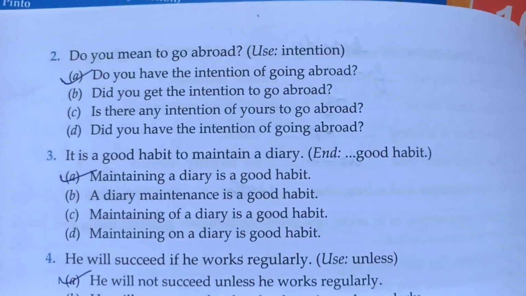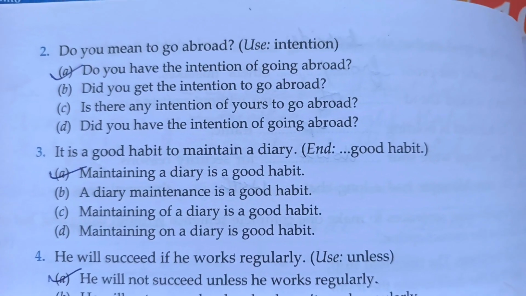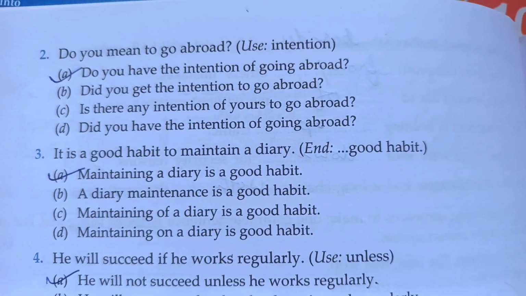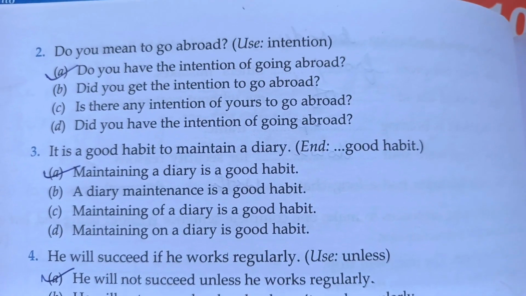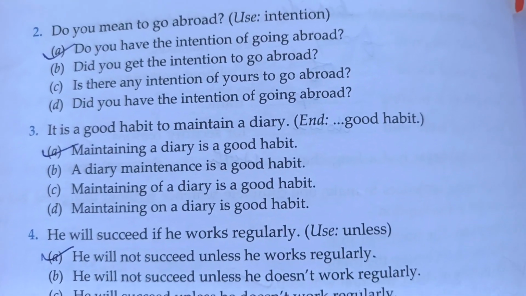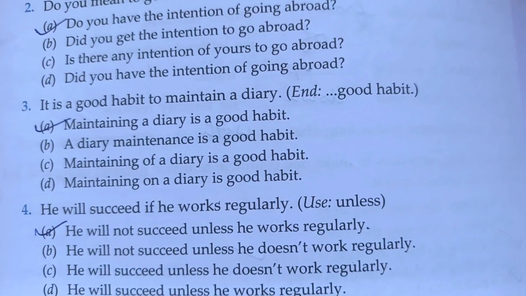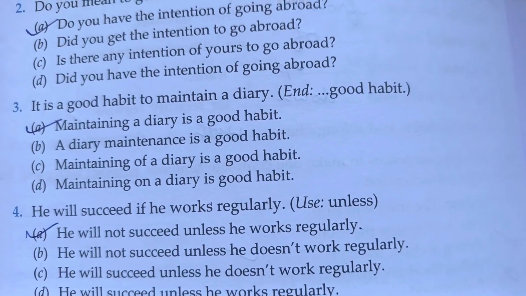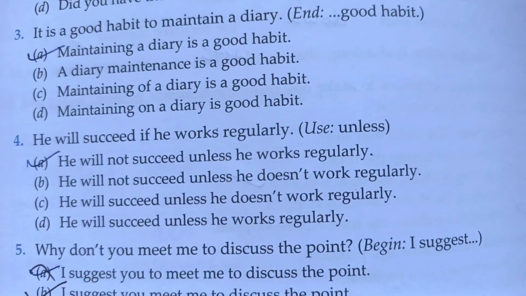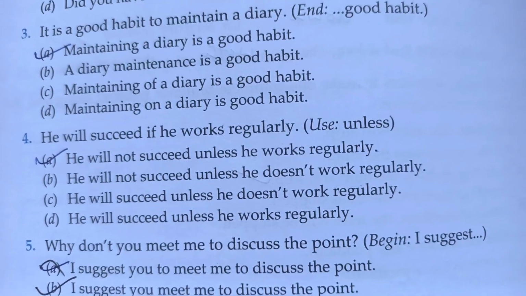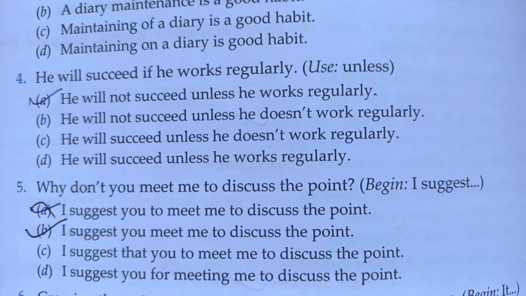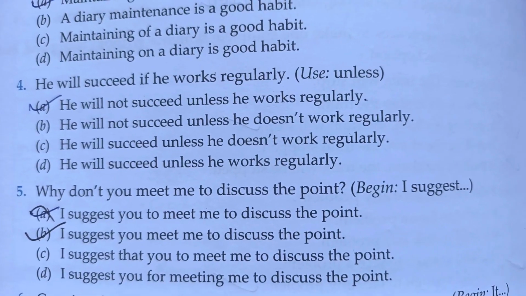Next, number 2. Do you mean to go abroad? So here you use intention. So option A is correct. Do you have the intention of going abroad? Number 3, it is a good habit to maintain a diary. So here you have to end with good habit. So option A is correct. Maintaining a diary is a good habit. Number 4, he will succeed if he works regularly. So here you have to use unless. So option A is correct. He will not succeed unless he works regularly.